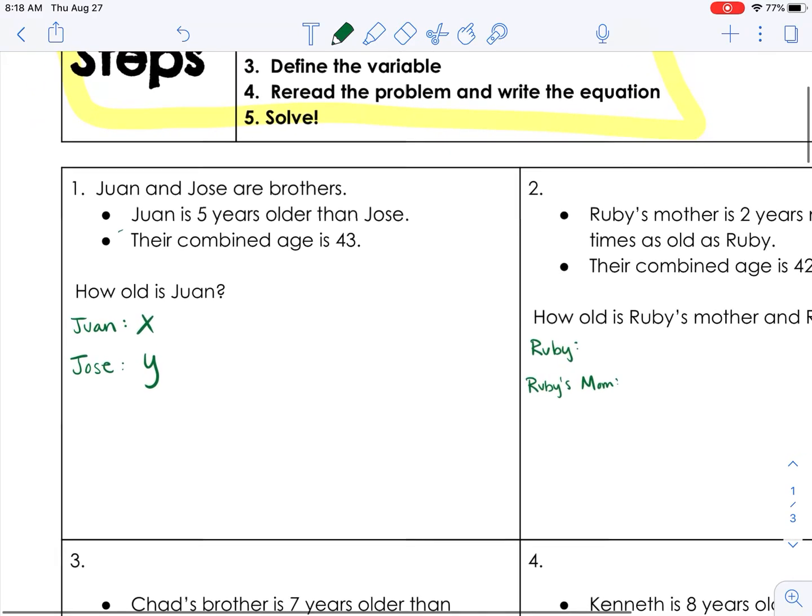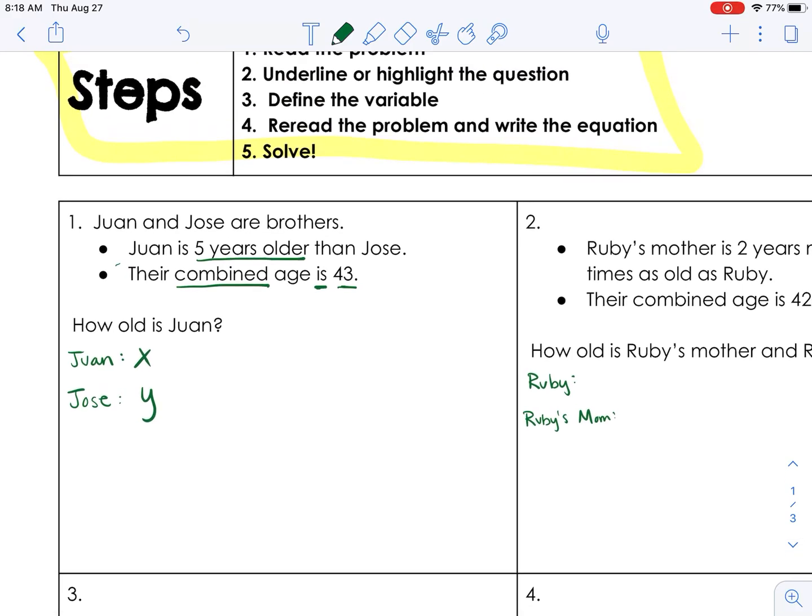So number 1 says, Juan and Jose are brothers. Juan is 5 years older than Jose. Their combined age is 43. So I think the important information here is going to be that Juan is 5 years older than Jose. And their combined, meaning we're going to add, age is, meaning it's equal to 43.